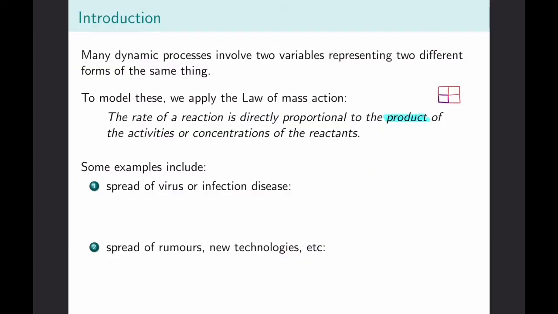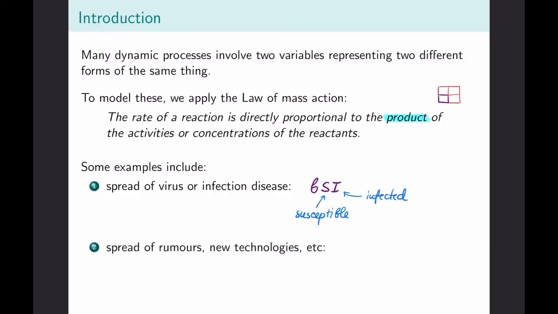This law of mass action can be seen in a variety of examples. For example, the spread of virus or infectious disease is going to be directly proportional to the product of the number of susceptible individuals, so those not yet infected, and the number of infected individuals, those already carrying the disease. So for example, here we can say that the spread of virus is proportional, meaning I have to introduce a constant of proportionality, to the number of susceptible people, let's note that, times the number of infected individuals already.